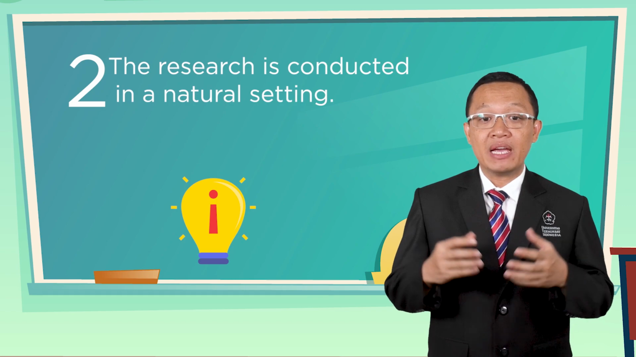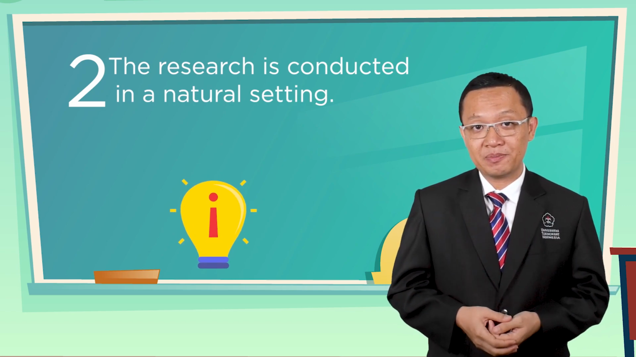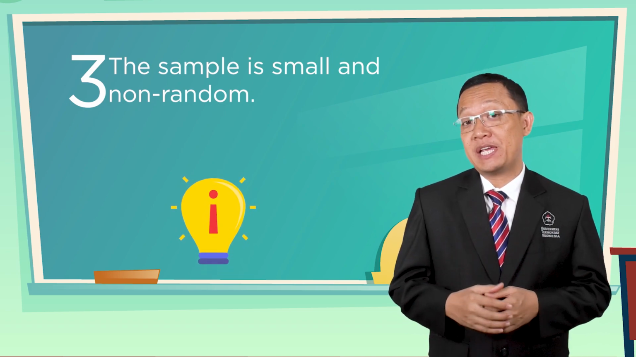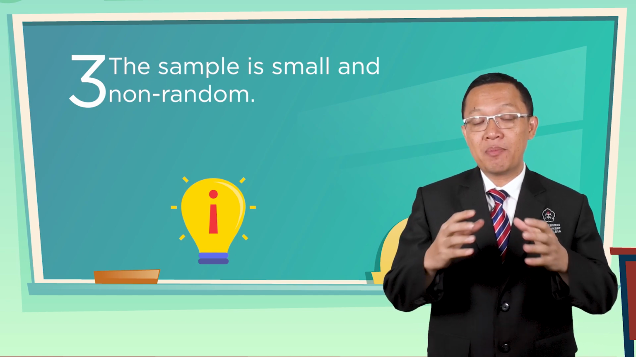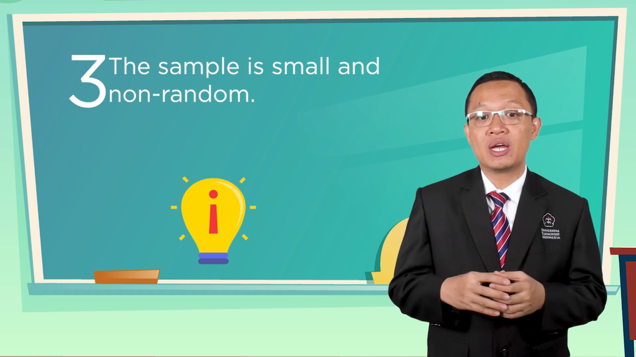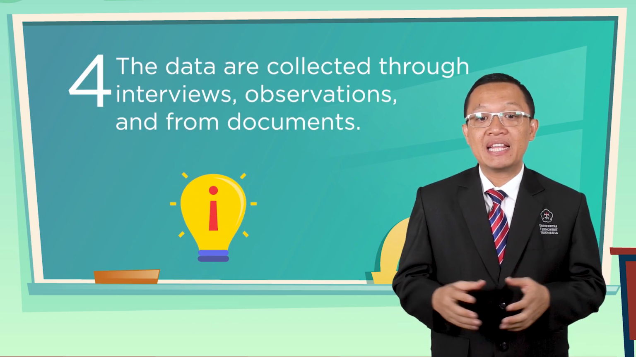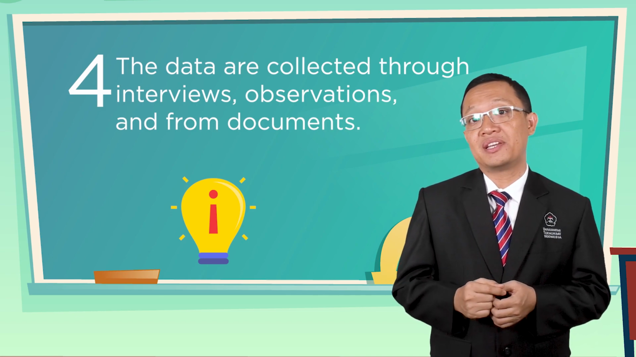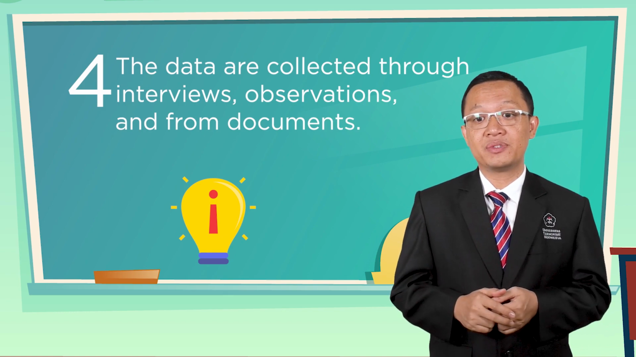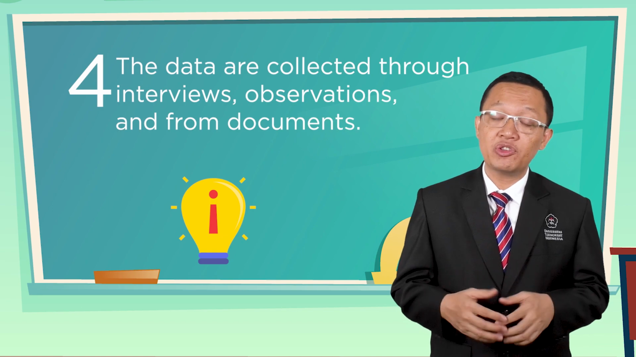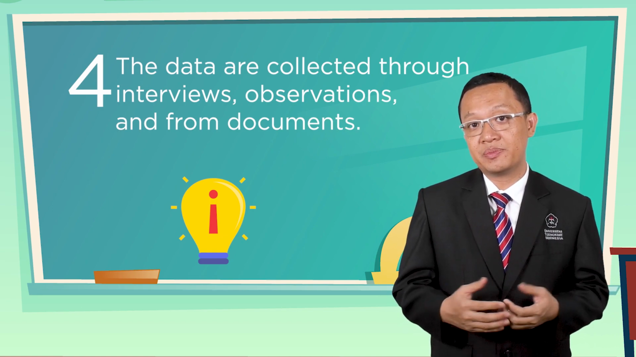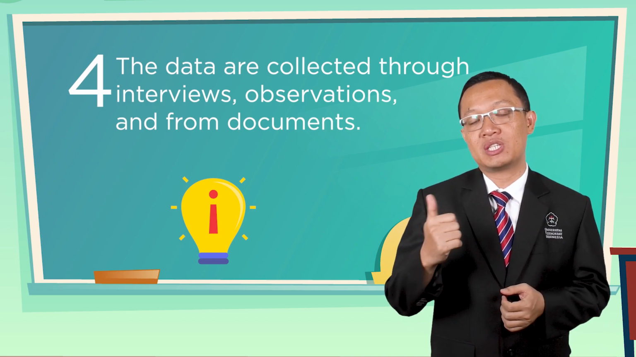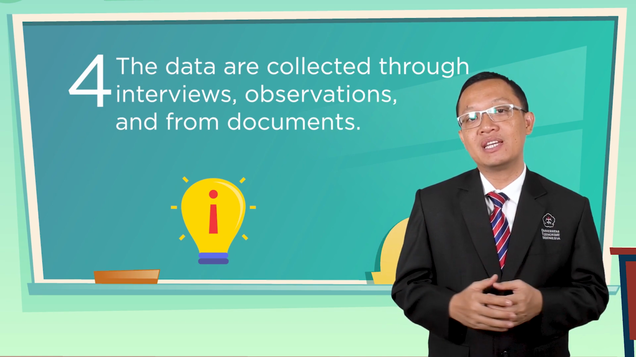The research is conducted in a natural setting. The sample is small and non-random. It means that we must have particular criteria to choose our sample. The data are collected through interviews, observation, and document analysis. So, later, if you conduct a qualitative research design, you must ask questions to people. You have to watch people. You have to watch something, and you have to look deeply into a document.